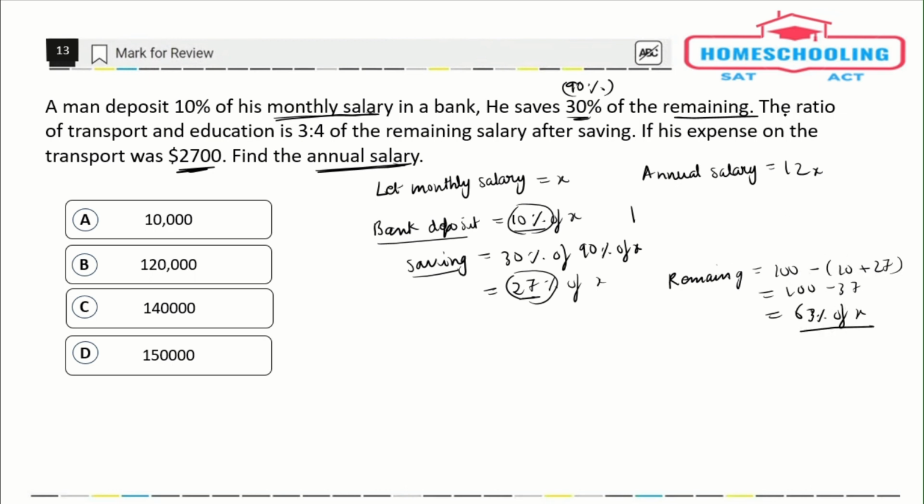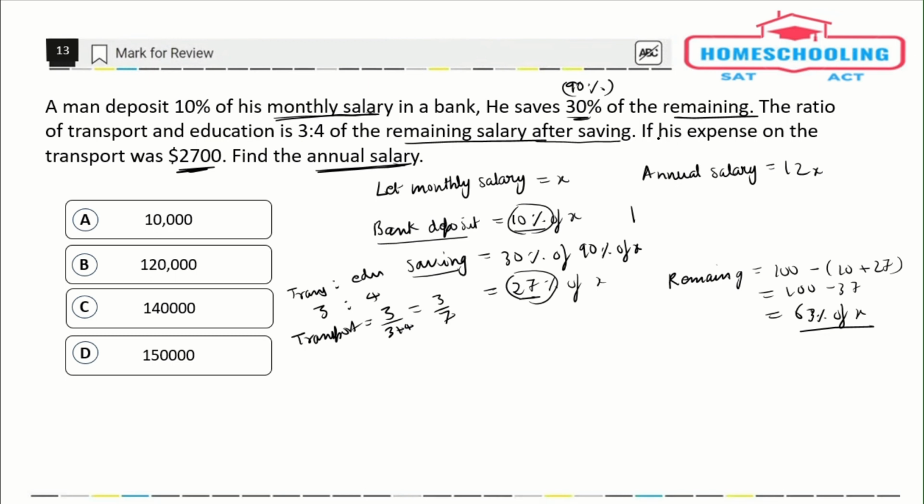Now coming to the next statement, the ratio of transport and education is in ratio 3 is to 4 of the remaining salary after savings. So what remained after saving? That is 63% of X. So what is going to be the transport ratio? Transport would be 3 divided by the sum of both, that is 3 plus 4. So that would be 3 by 7.